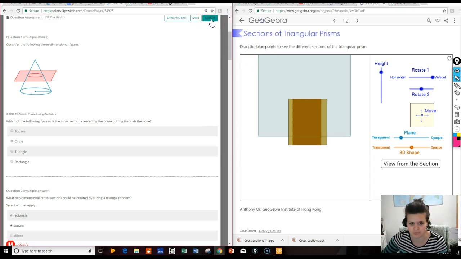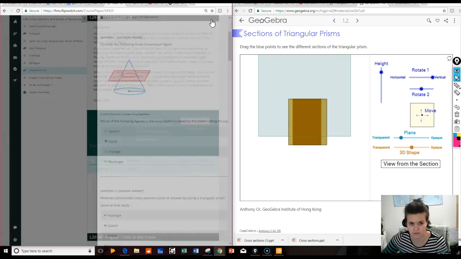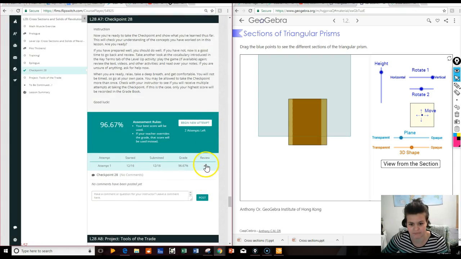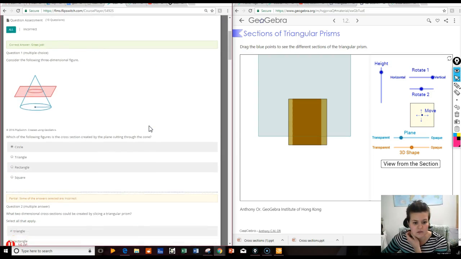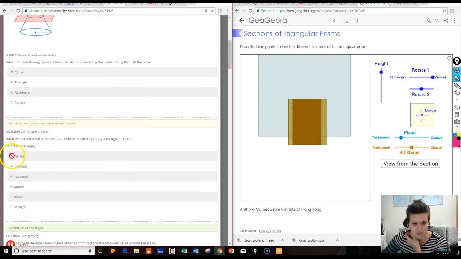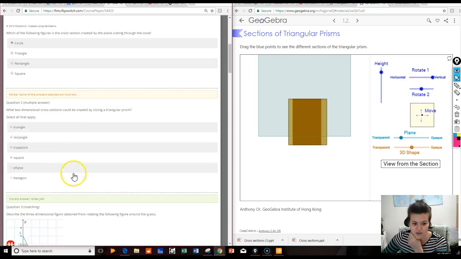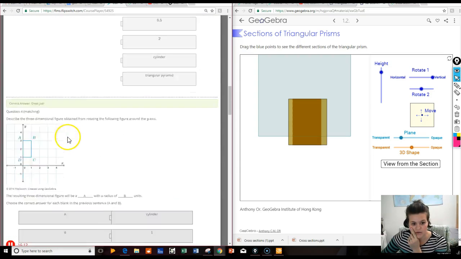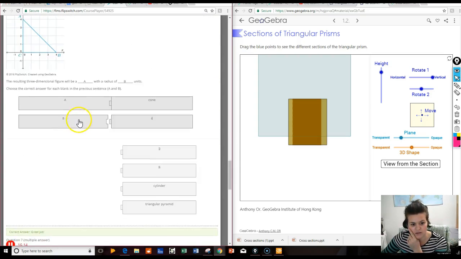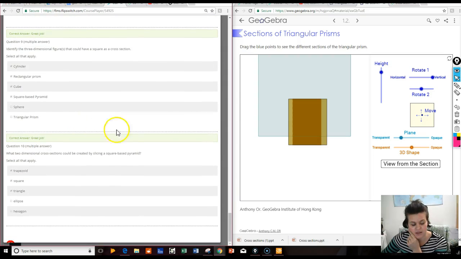So let's see. Alright, so this one I would say that the square was not the option. So they're not considering those. And there you have it.